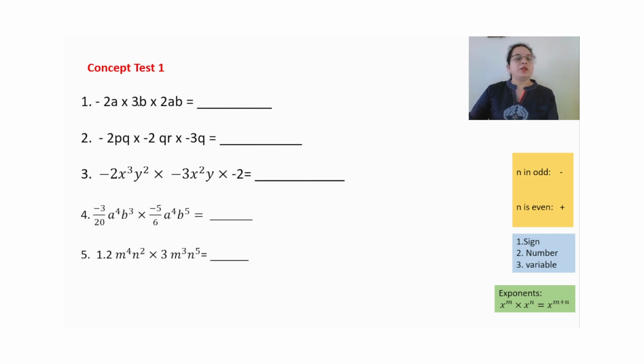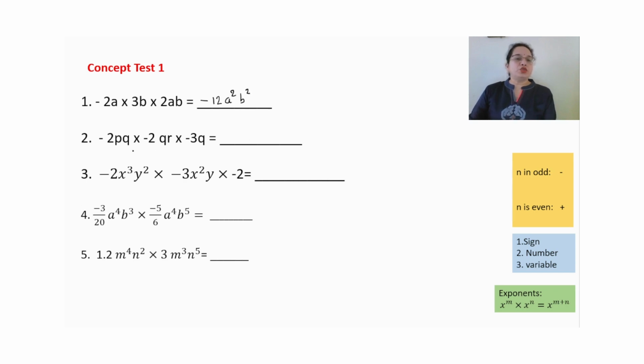Minus 2a multiplied by 3b multiplied by 2ab. So the total number of negative signs is one, so the sign is minus. 2 3s are 6, 6 2s are 12. Now the power of a is 1 and 1, so 2. The power of b is 1 and 1, so 2.